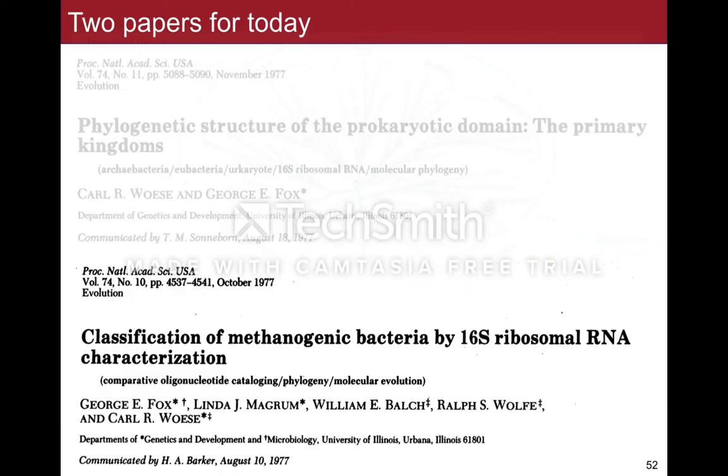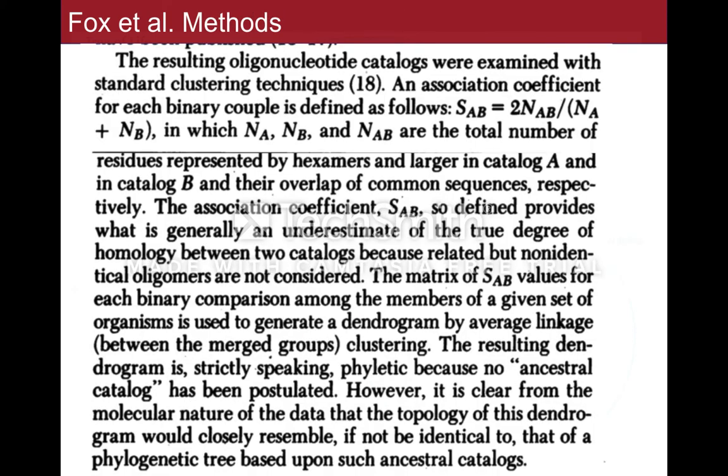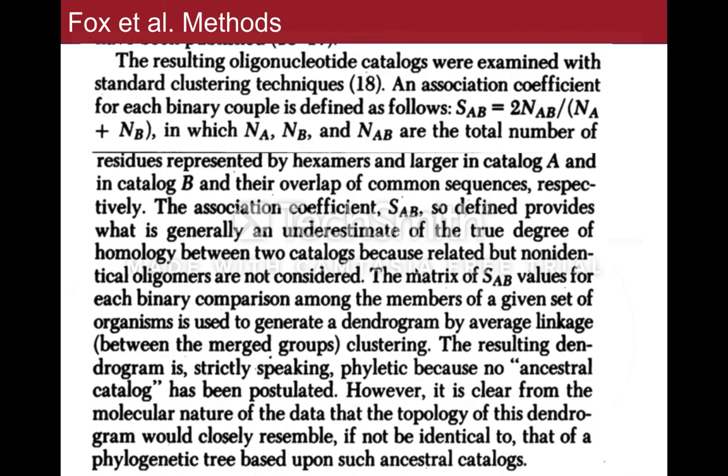So let's go back to the other paper, which they published before this one. Here's the matrix. You can stare at the matrix all you want and try to come up with something. The methanogens, you can sort of see, here are all the methanogens. They're more similar to each other than any are to these other things, maybe. Here's the formula. And they talk about how this matrix was used to generate a dendrogram by average linkage clustering.